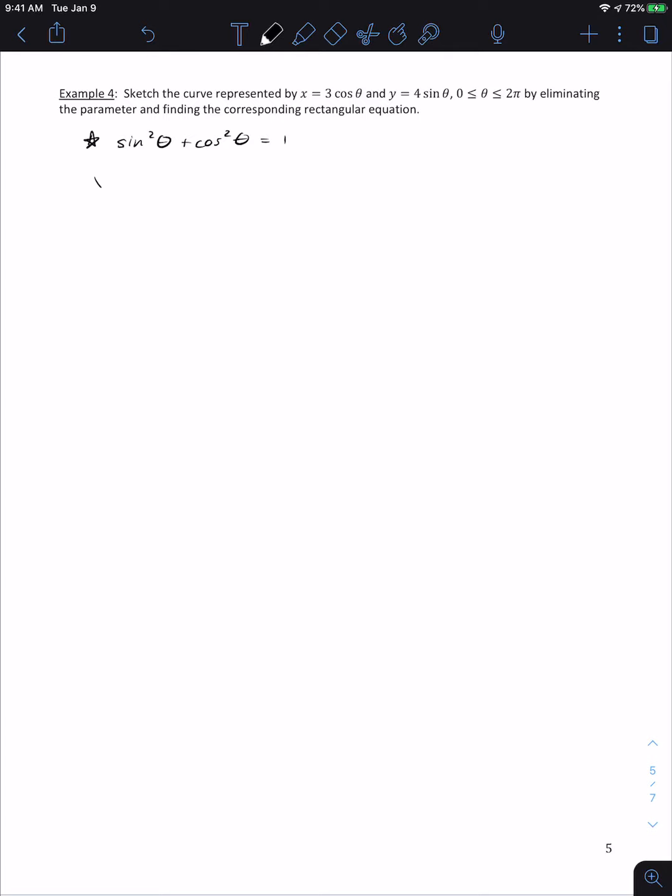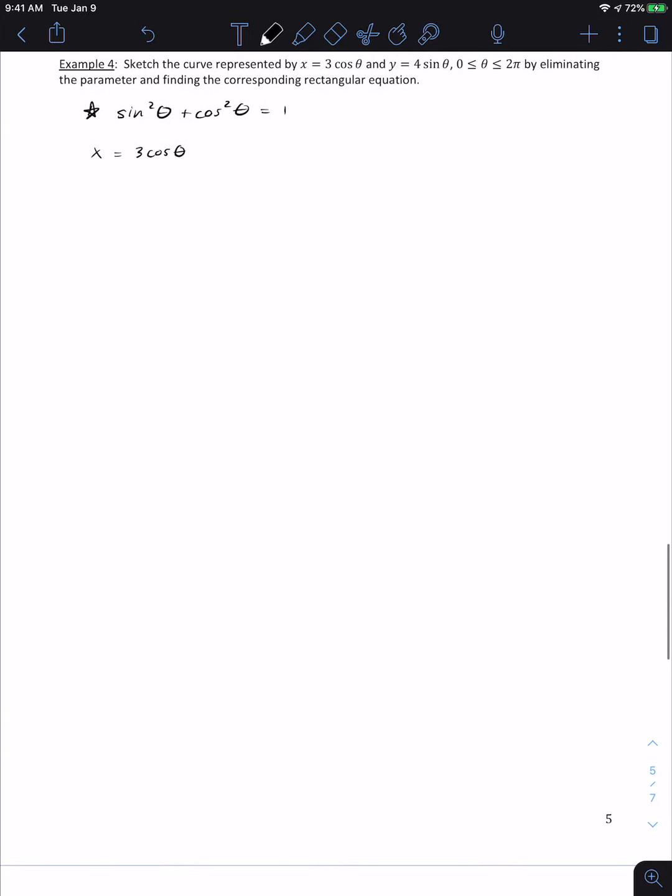So I look at the first equation, I say x equals 3 cosine of theta. So what does that mean? That means that x over 3 is equal to cosine of theta. I see that y is equal to 4 sine theta. So that means that y over 4 is equal to sine theta. So now I know what sine and cosine are.